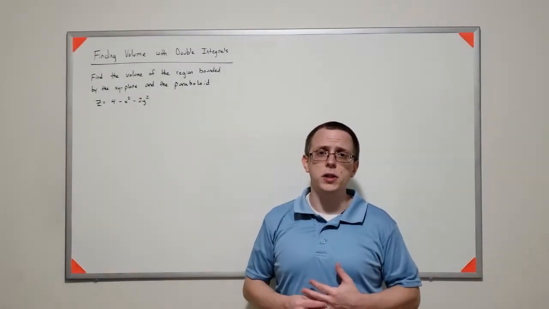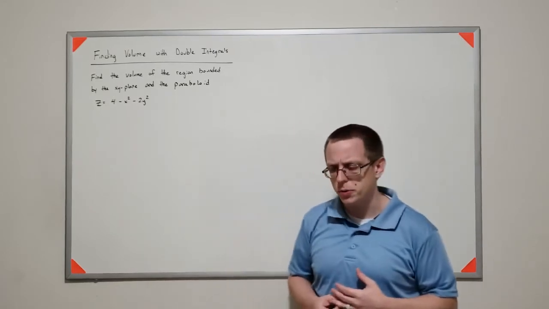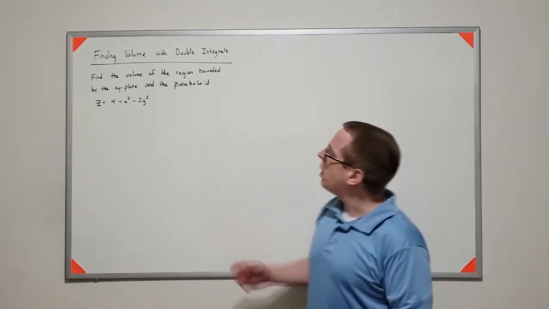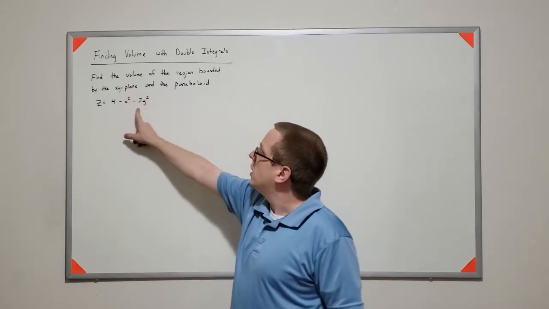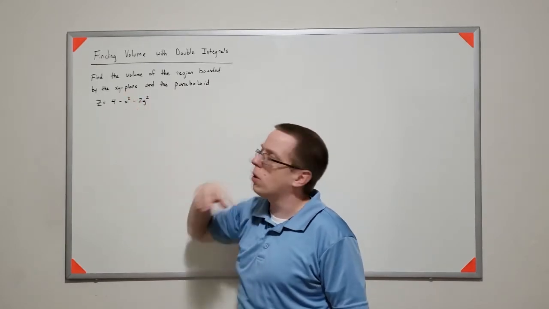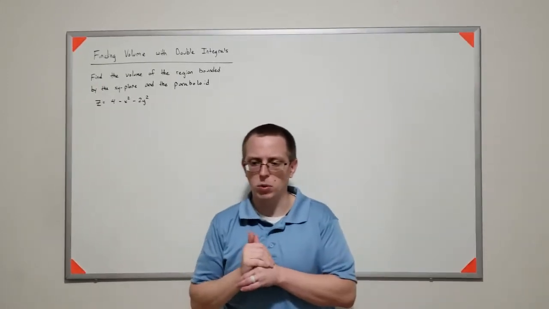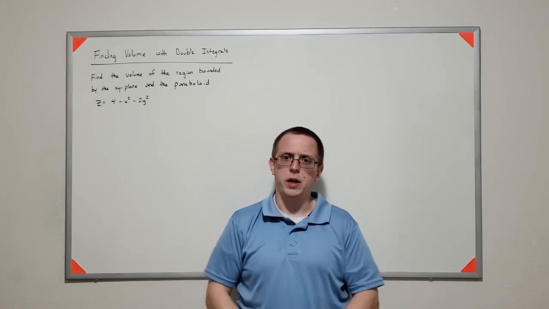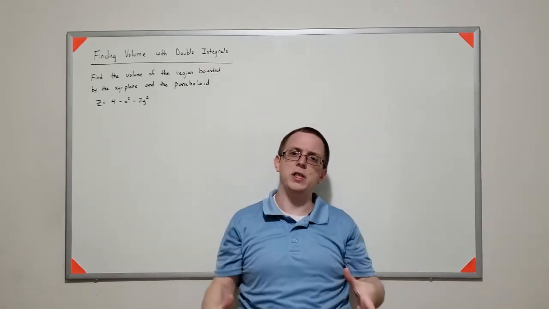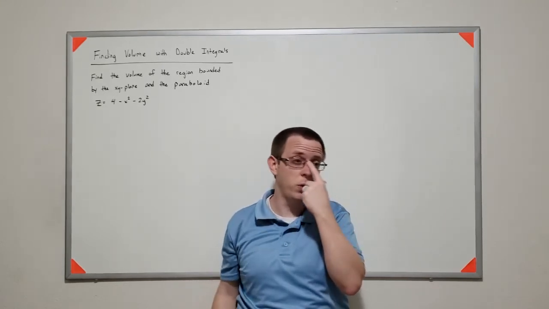Let's look at an additional example of finding volume using iterated integrals. So I've got some region, and it's bounded by the xy plane and this paraboloid, 4 minus x squared minus 2y squared. So I have a paraboloid, so I might have to ask myself, is that going to be a paraboloid that opens upward? Is it one that opens downward?